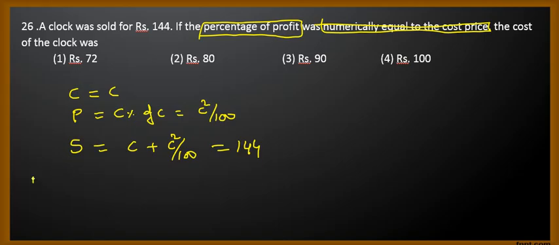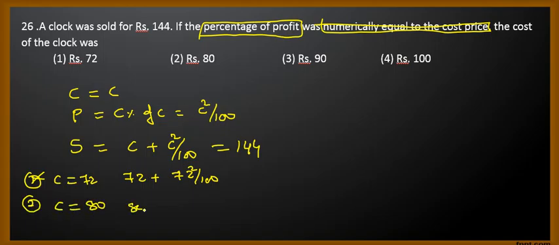If I go for the first option, what is the first option given? C is equal to 72. If I substitute here, what will I get? 72 plus 72 square by 100. This I will get as a fraction, so this is ruled out. Second one, C equal to 80. 80 plus 80 square by 100. What is the value of 80 square? 6400. 6400 by 100 is nothing but 64. So 80 plus 64, which is equal to 144, which is satisfying. Simply, the answer is option 2.